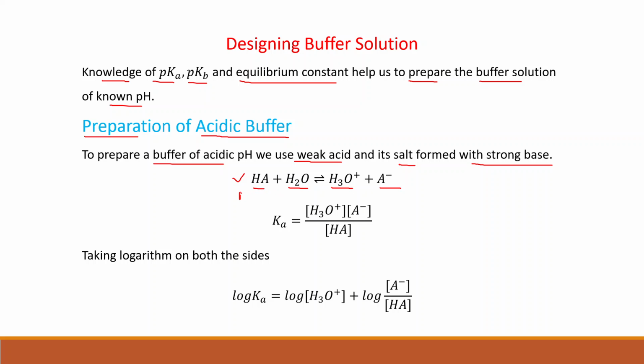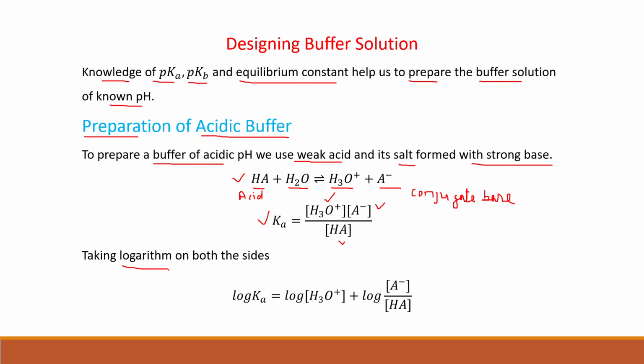This HA is the acid, and when it loses a proton, it converts into A-. So we can say this A- is its conjugate base. Clear? So we can write Ka, the acid dissociation constant, is equal to the concentration of hydronium ion multiplied by the concentration of conjugate base divided by the concentration of acid.